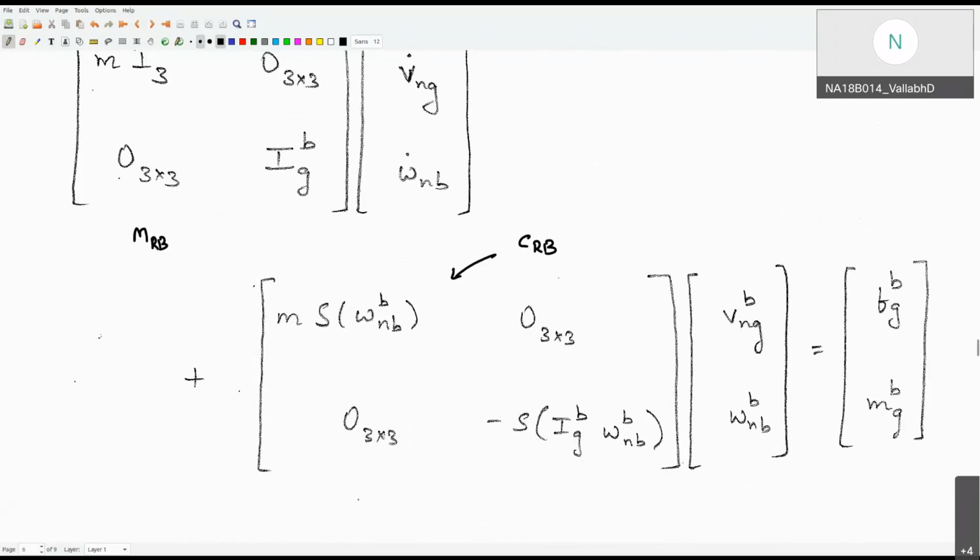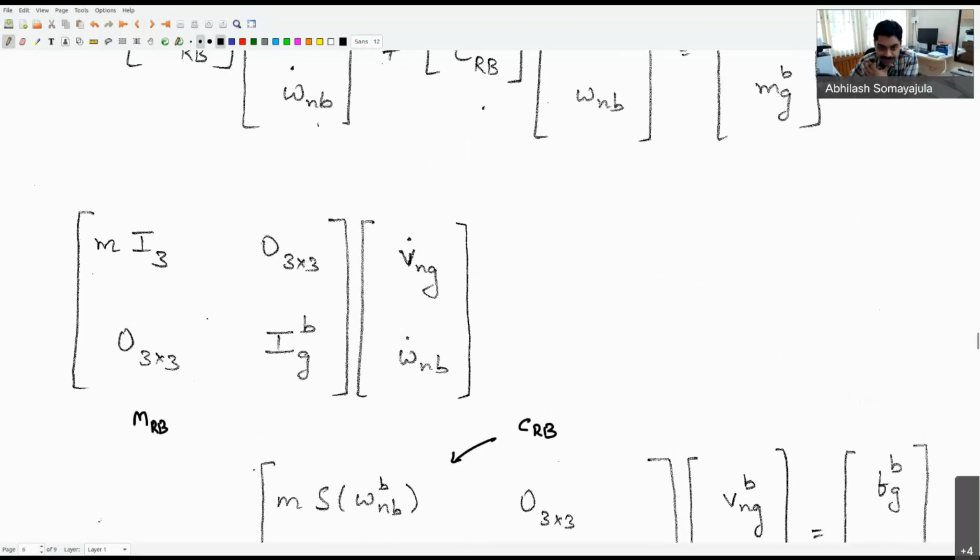Yeah. So we just named these matrices MRB and CRB, that's all. It is the same equations. We didn't even do any manipulation here. It's exactly the same equations. Ig times omega NB dot minus S of Ig times omega NB multiplied by omega NB is mg. So no manipulation. We just expressed them in the matrix form. That's all.